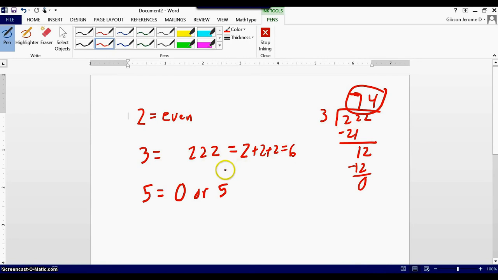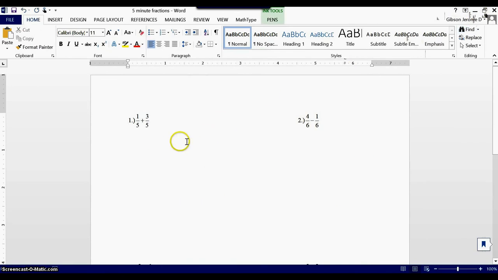So let's do a recap. The first number, if the numbers are even, they can be divided by 2. If the number ends in 0 or 5, it can be divided by 5. And for 3, if you add up all the individual digits and 3 can go into that number, then 3 goes into that full number. Okay, now let's go to the fractions.